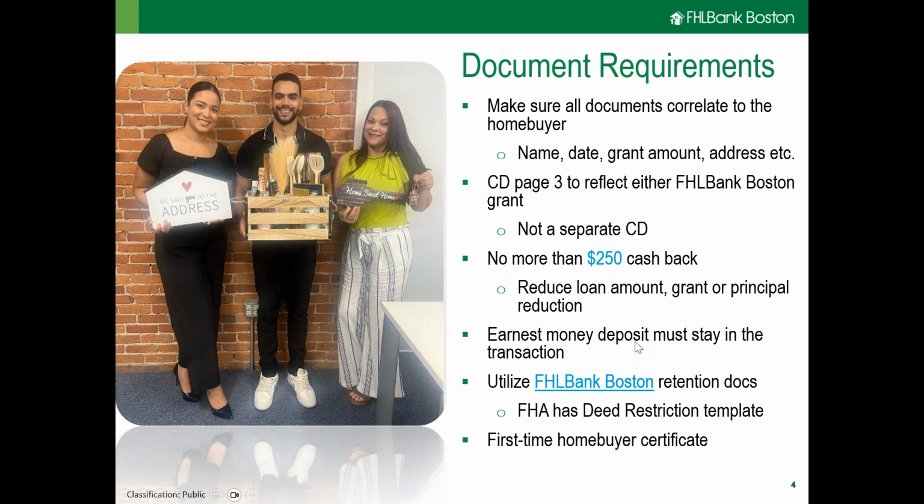So just really make sure, when you're looking at your closing disclosure on that third page, that if it's EBP, it's $500. So make sure there's evidence that the $500 has been contributed. That can be in the form of an earnest money deposit or cash to close. And that goes for all three of our programs.